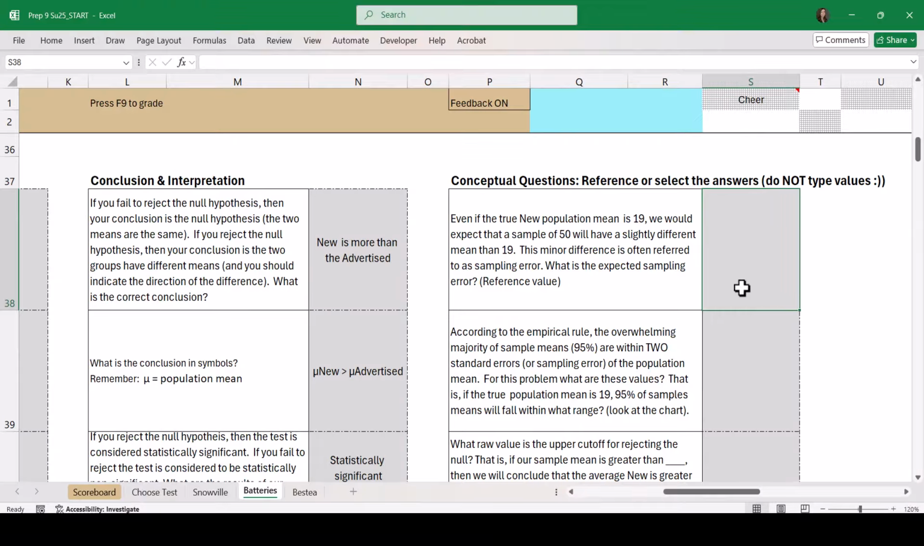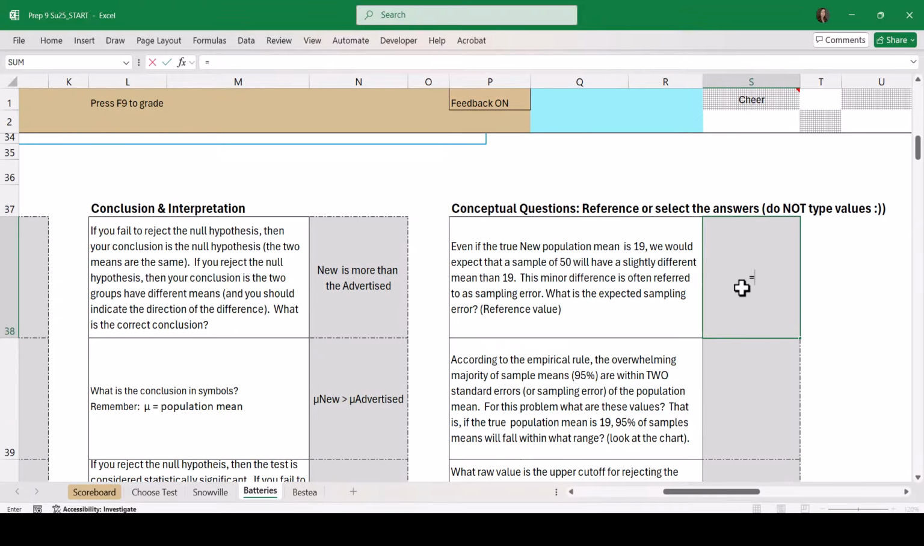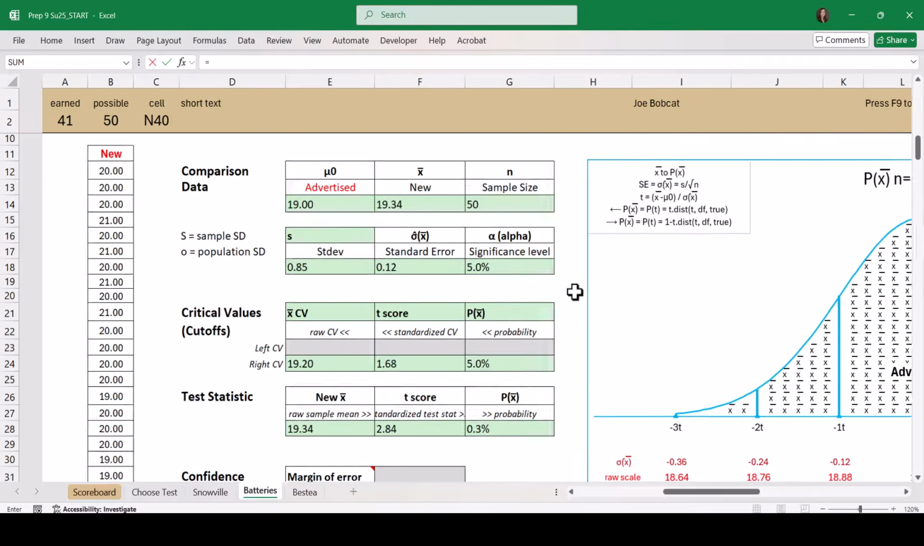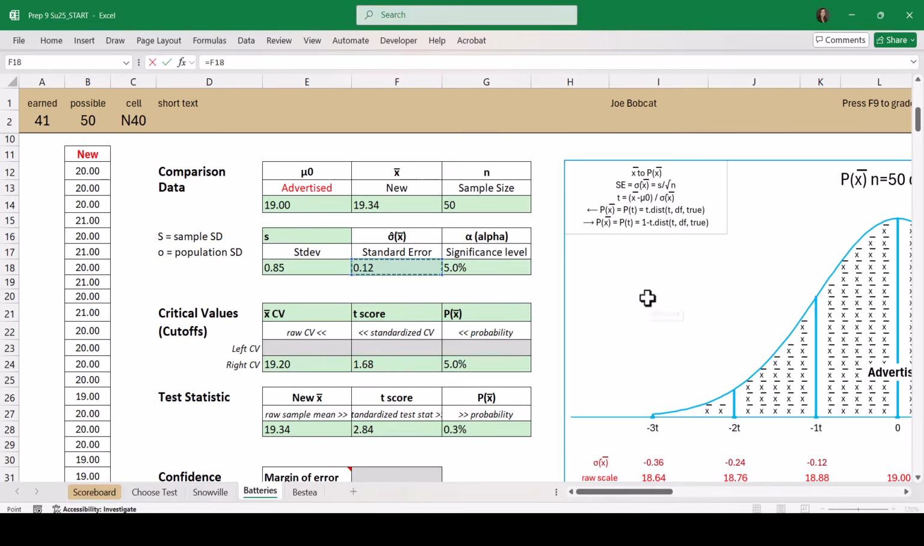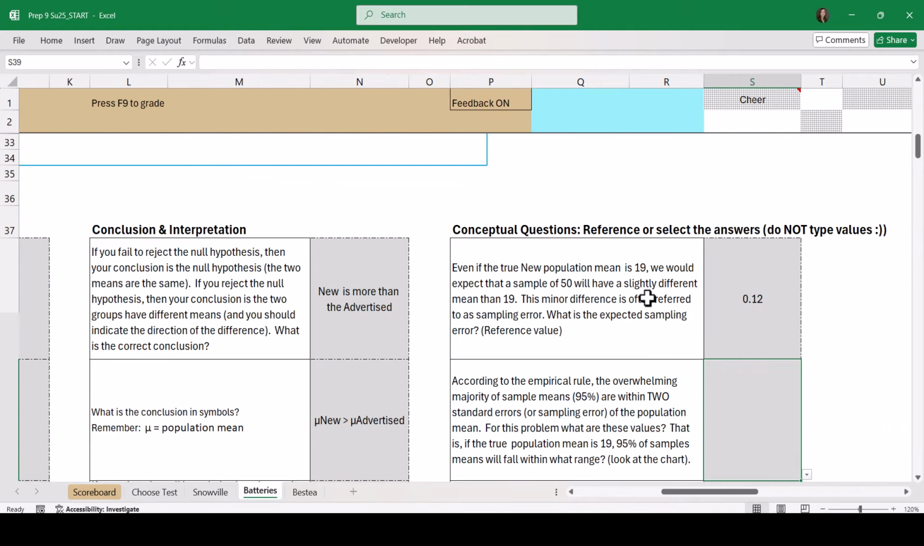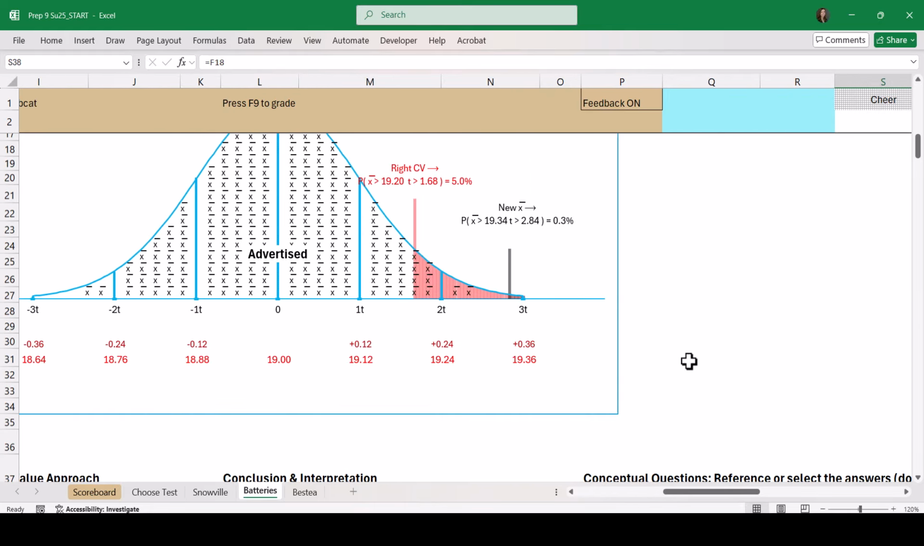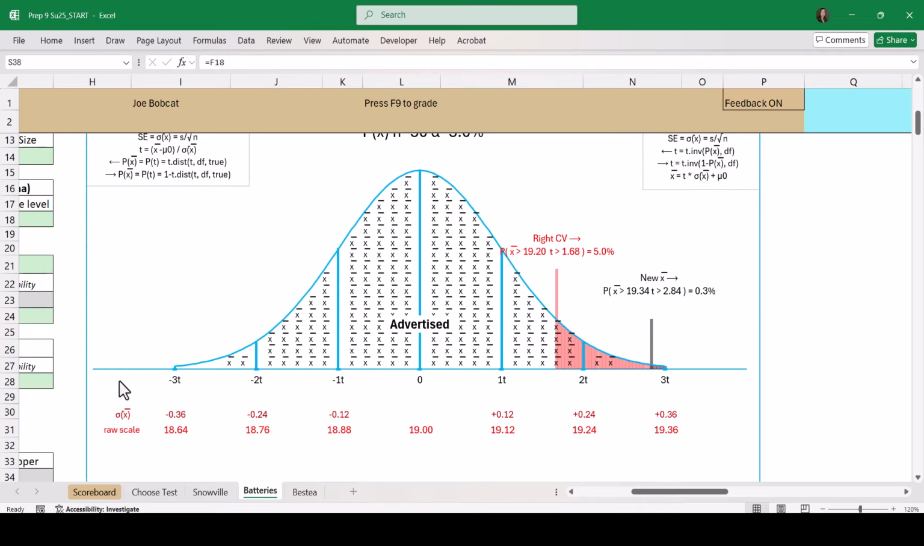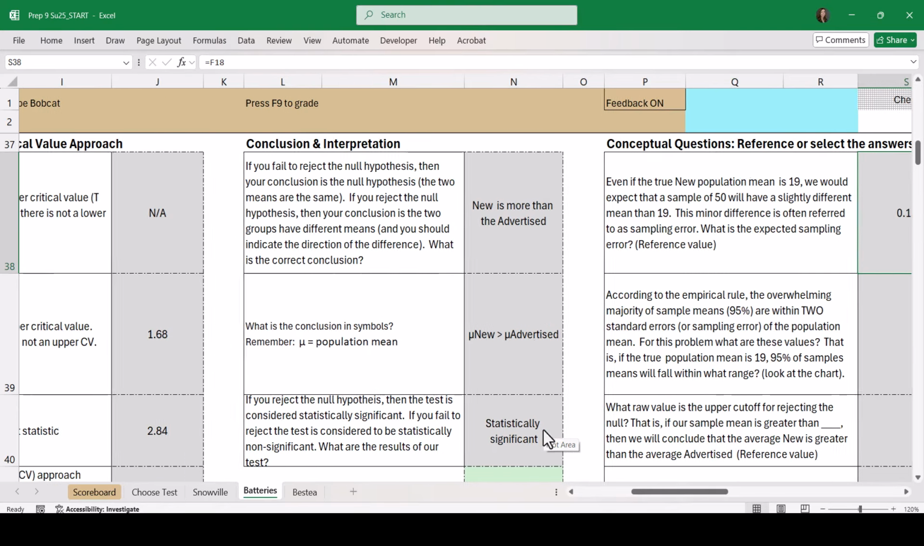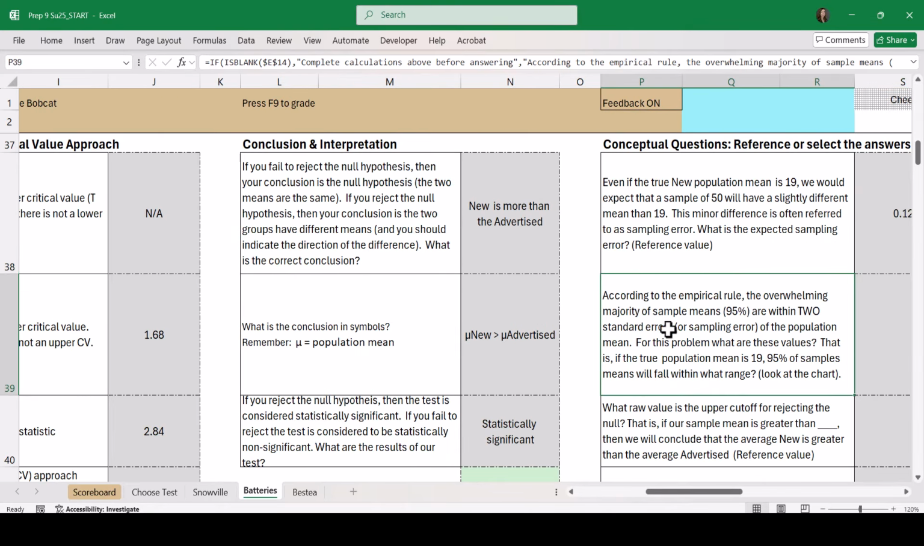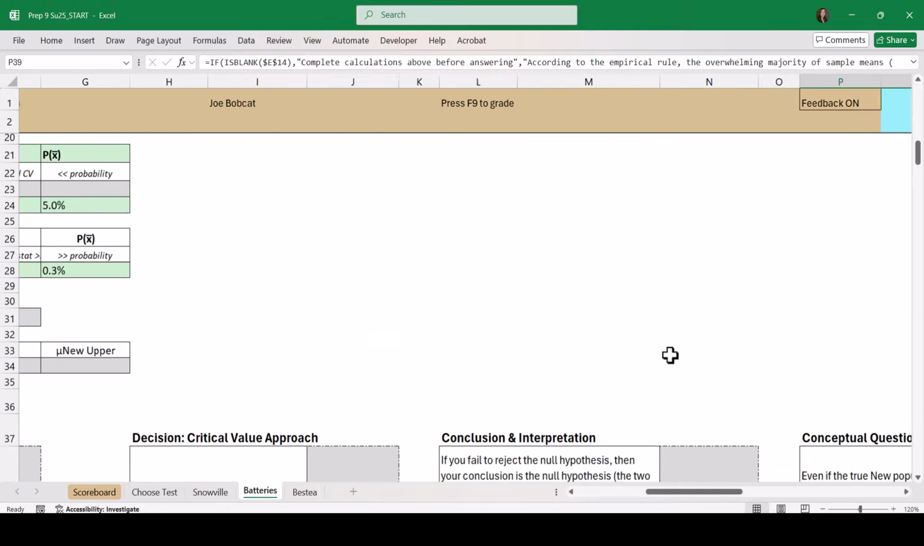All right, the last question. So our sampling error is the standard error. Ours is 0.12. So on average, we would expect a sample mean to differ from a population mean of 19 by 0.12. Again, these sample means are normally distributed. This question asks about what is two standard errors.